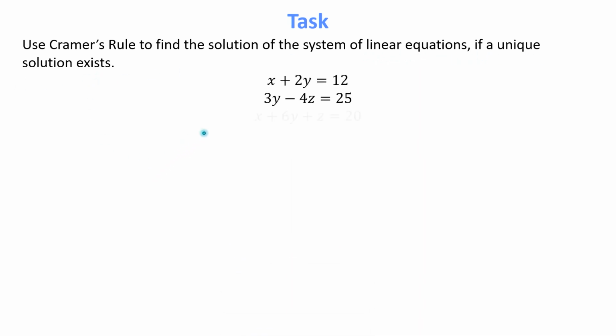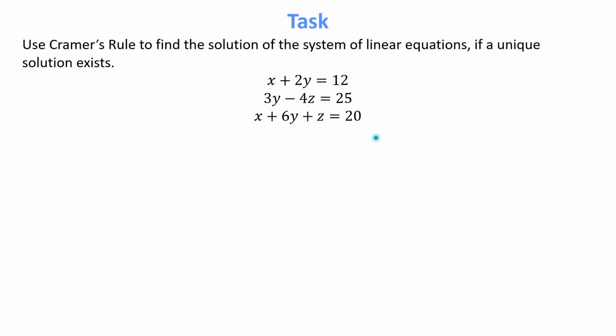Let's come on to today's task. Use Cramer's rule to find the solution of the system of linear equations if a unique solution exists. So here are your equations. As you can see, you have three different equations, and you have the variables x, y, and z.